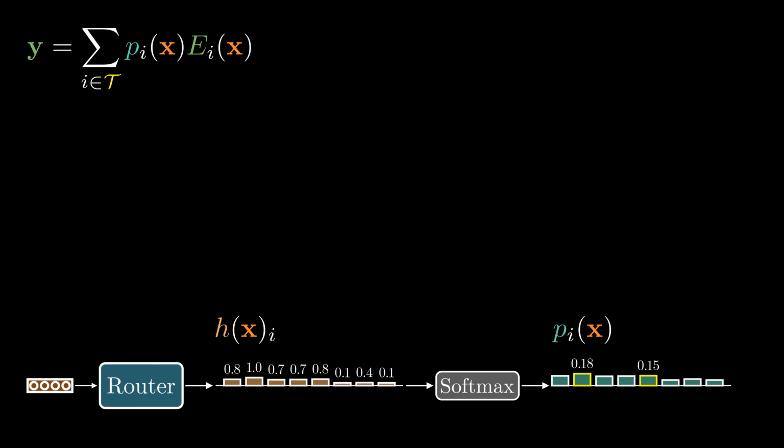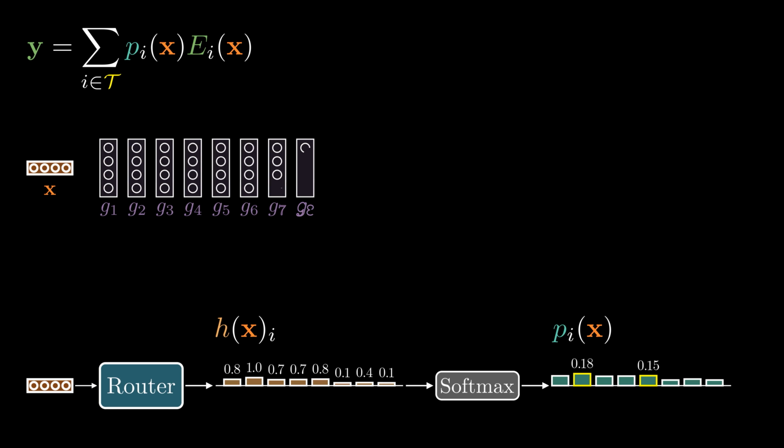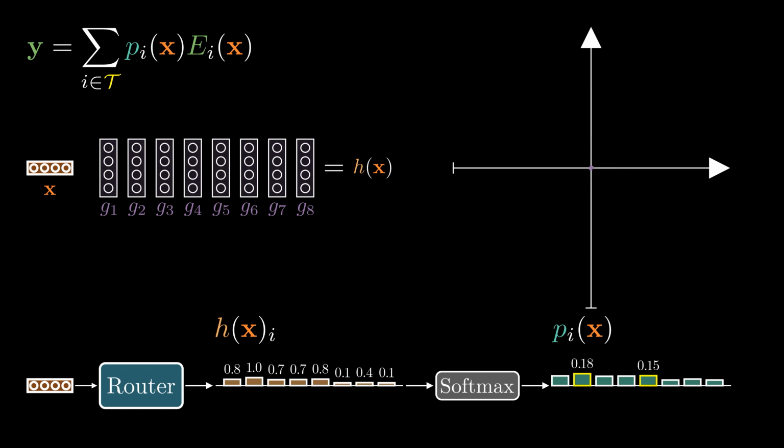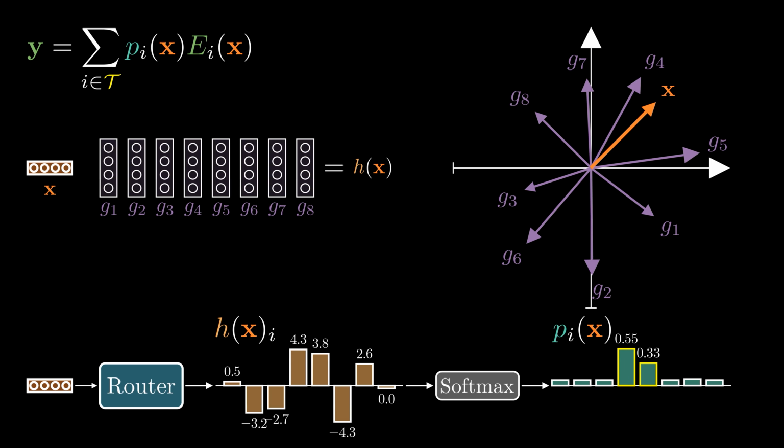It's actually simpler than you think. The router module has learnable weight vectors g_1, g_2 to g_8, one for each expert. We compute the logit using the vector dot product between the input vector x and the weight vector g. You can think of these weight vectors as distributed in the space of token embeddings. For a given embedding vector x, we get the score for each expert by computing the dot product.